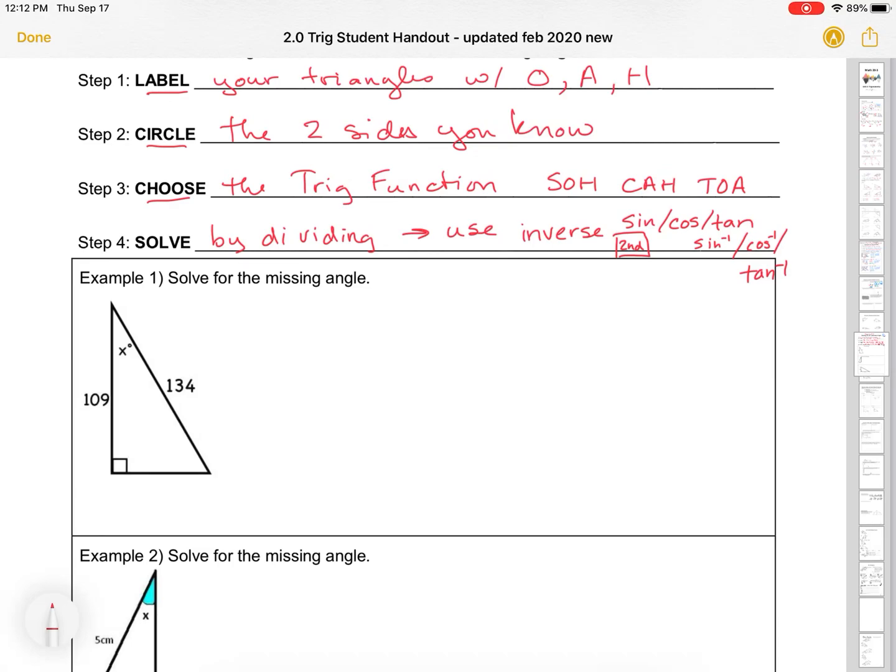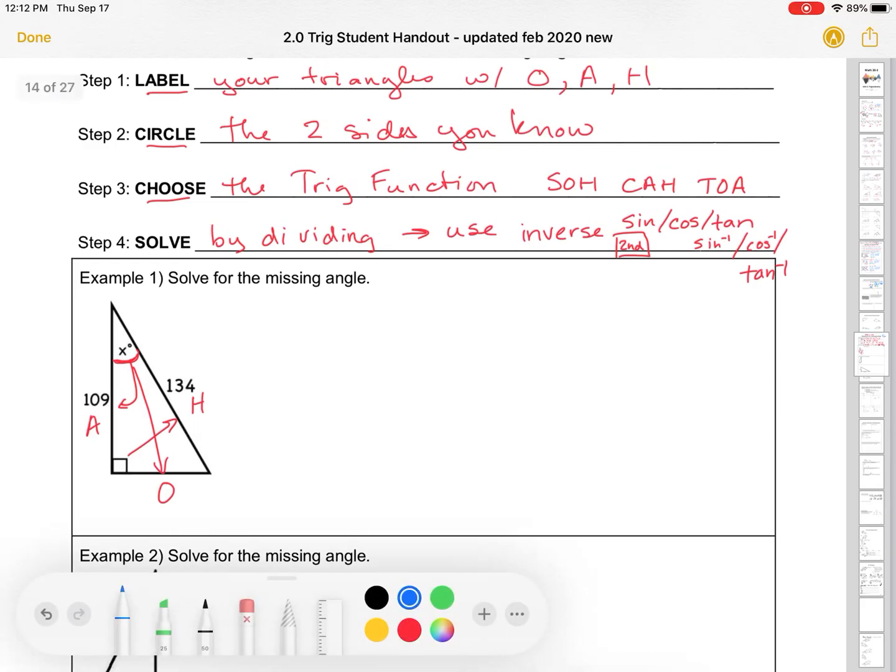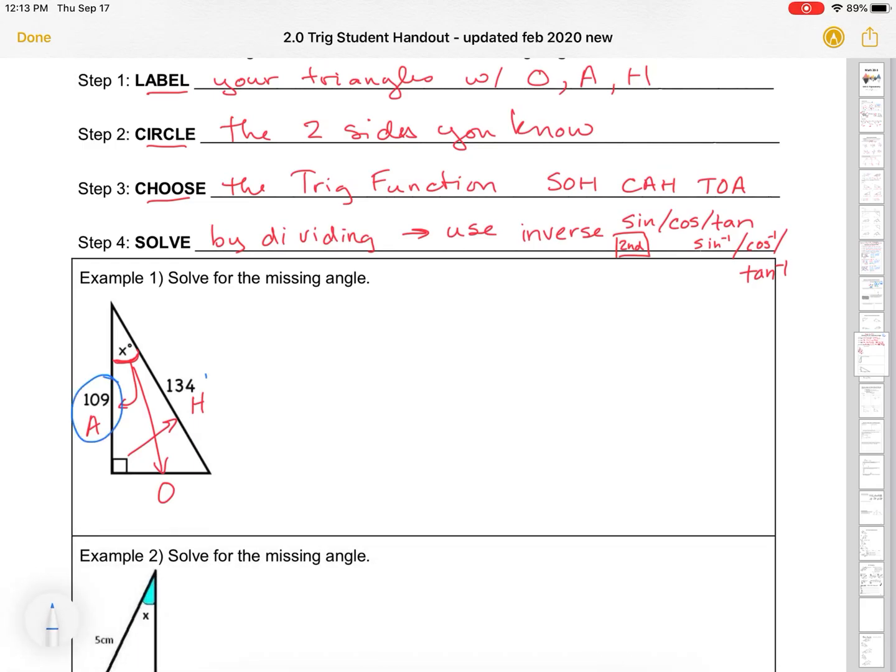So let's walk through this first one, thinking about our label, circle, choose, and solve. Here is our angle of interest, the x. We know our hypotenuse is there. From angle x, this is adjacent and this is opposite. So we've labeled all of our sides. We're going to circle the ones we know: the adjacent and the hypotenuse. Thinking about SOHCAHTOA, that means we're using cos, because it's CAH. So cos theta is equal to A over H.